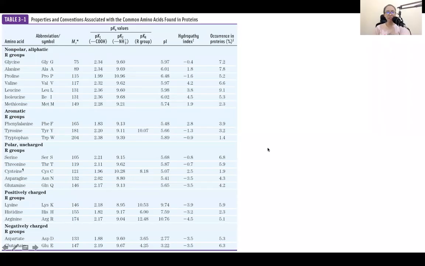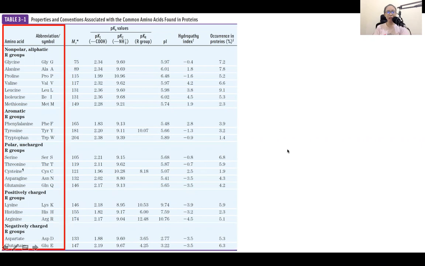When you study your amino acids, you would often encounter a table like this summarizing some conventions and properties of your amino acids. Let's take a look first at the abbreviation or symbols for our amino acids. So these were created for convenience whenever we want to present the sequence of a protein, the amino acid sequence of a protein or peptide, for example.